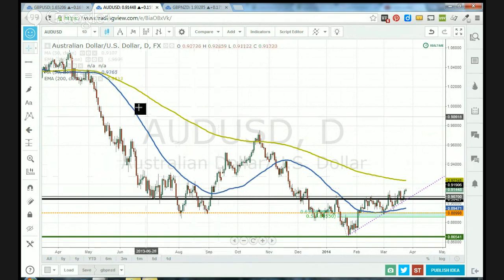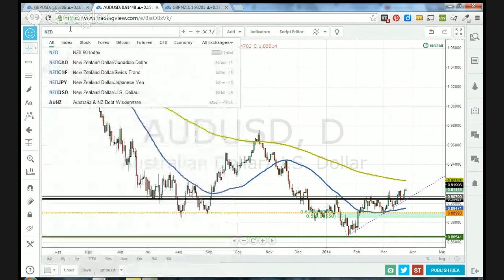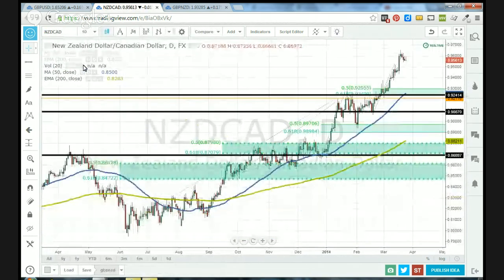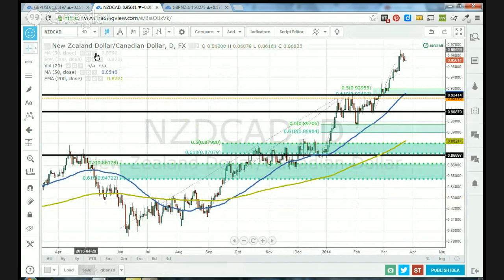Now let's go to the New Zealand dollar. Kiwi Canada. Yeah, the Canadian dollar looks like it might finally be ready to rally, although I've said that before and it hasn't been true. So let's see. Actually, this time 92.41 is the level I'm looking at.